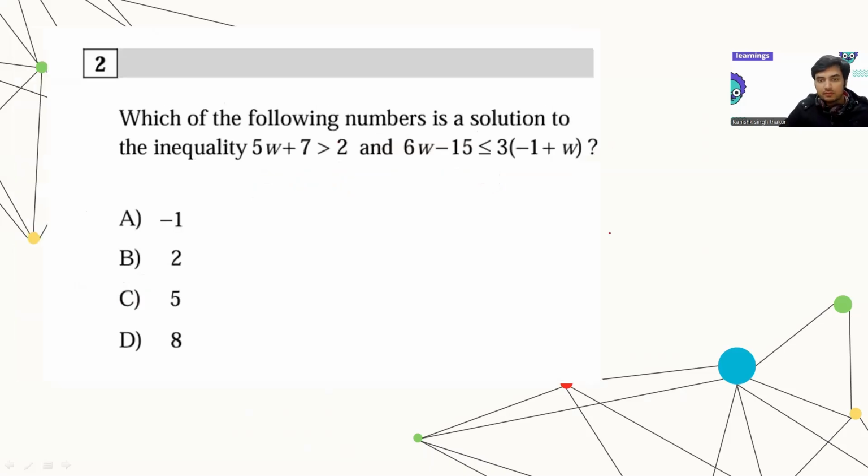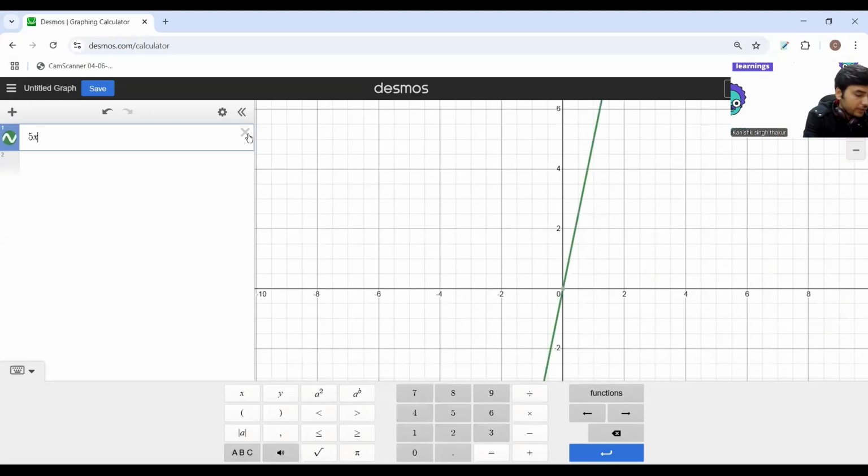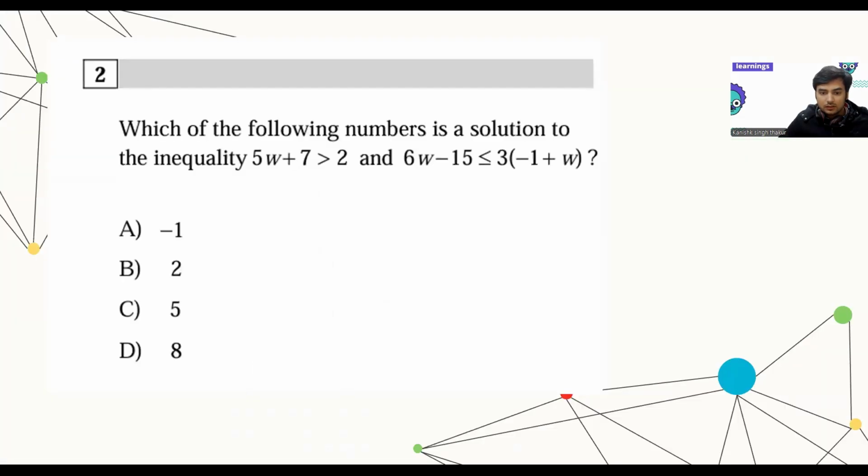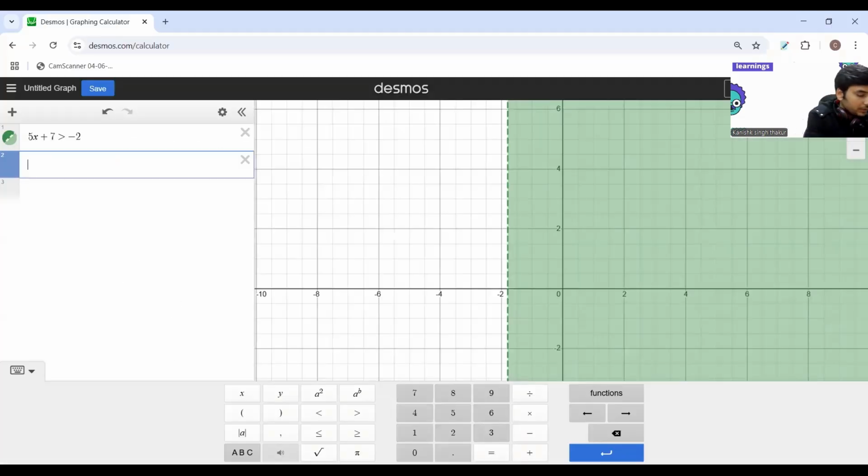Let's do this question. 5x plus 7 is greater than minus 2. This would be my one graph. And then second would be 6x minus 15 lesser than equal to 3 times minus 1 plus x.